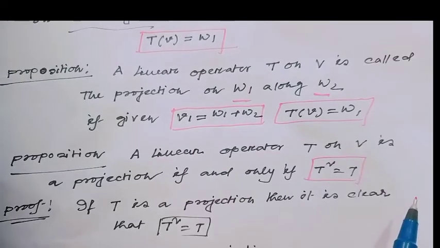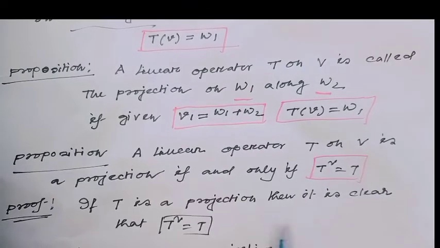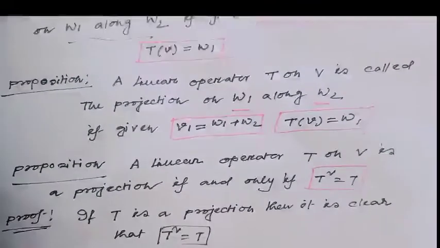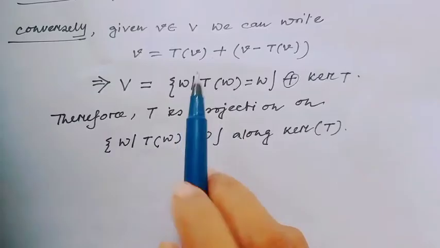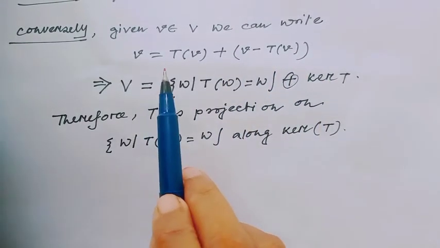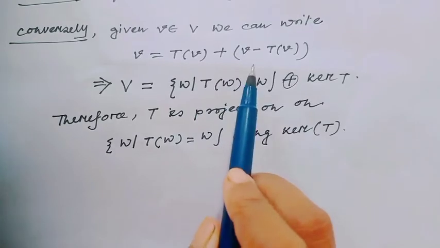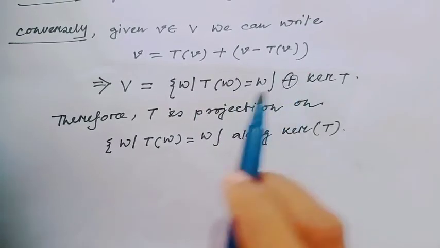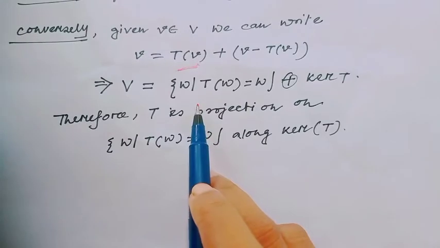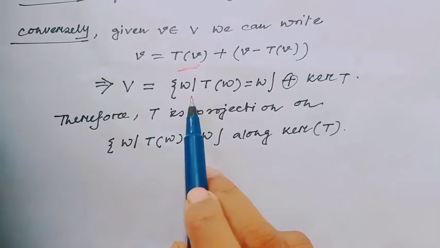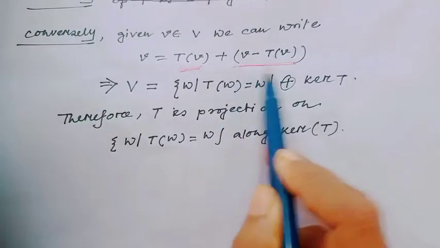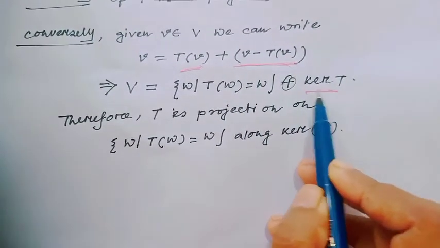That means the proof is such type: if T is a projection then it is clear T square equals T. Conversely, consider an arbitrary vector V in the vector space. Then we can write V as TV plus (V minus TV), and TV means actually those W such that TW equals W, and V minus TV means actually the kernel of T.